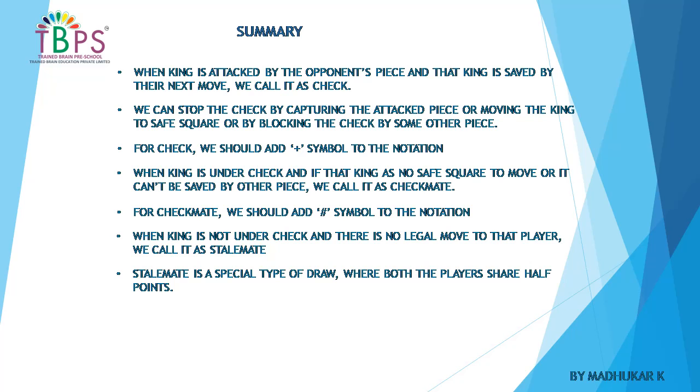When the king is under check and that king has no safe square to move or it can't be saved by some other piece, we call it checkmate. For checkmate, we should add the hash symbol to the notation. When the king is not under check and there is no legal move for the player, we call it stalemate. Stalemate is a special type of draw where both players share half points each.